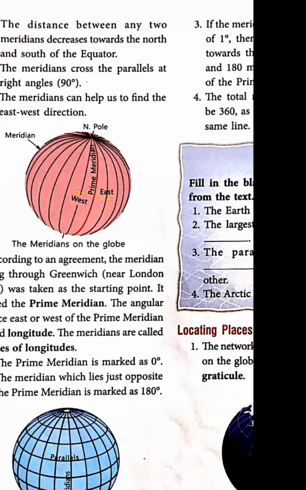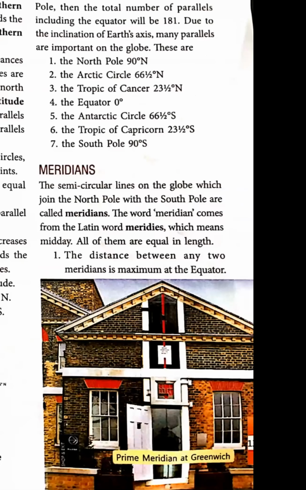The word meridians comes from the Latin word meridis, which means midday, the middle of the day. All the meridians are equal in length. Some of the properties are: the distance between any two meridians is maximum at the equator.